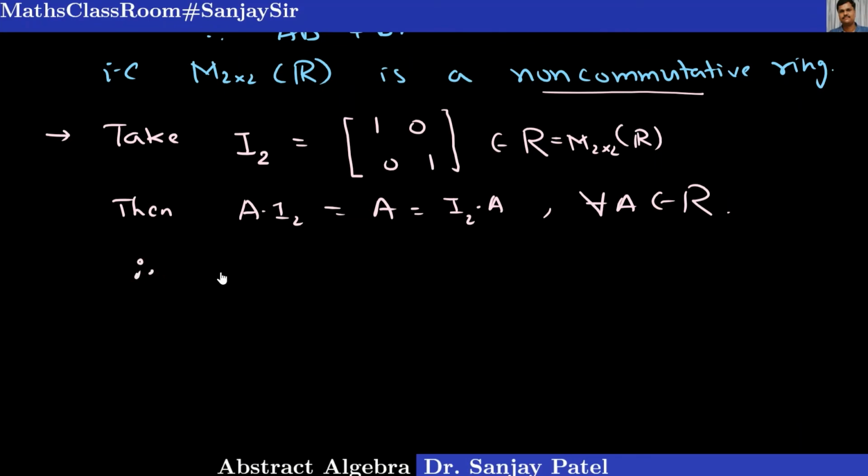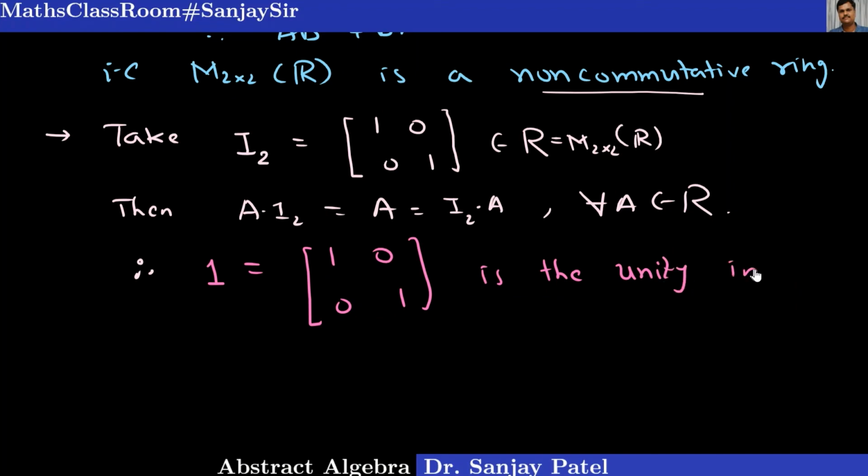So therefore I can say that 1, which is the matrix 1, 0, 0, 1, is the unity in this ring. So I can add one more property of this ring of matrices: the ring of matrices is an infinite non-commutative ring with unity element. Remember, we are collecting all the information about the different rings and different examples. Then further, let us check about the unit element.